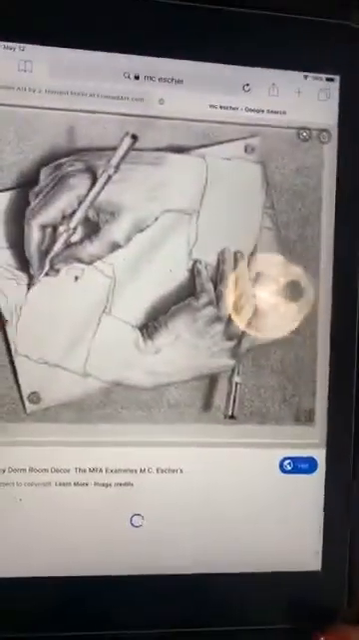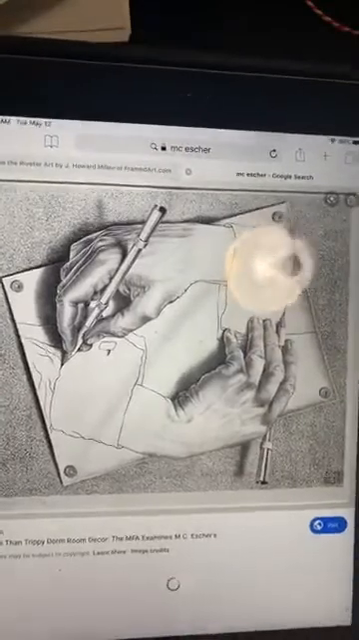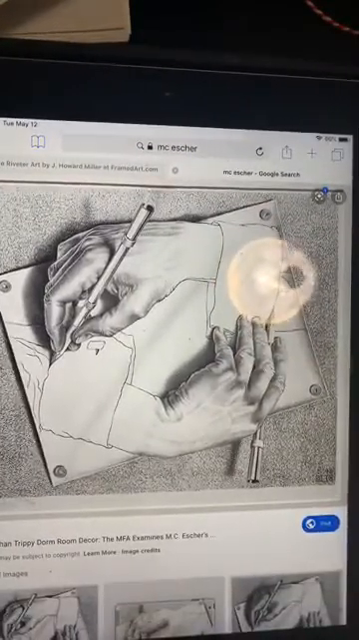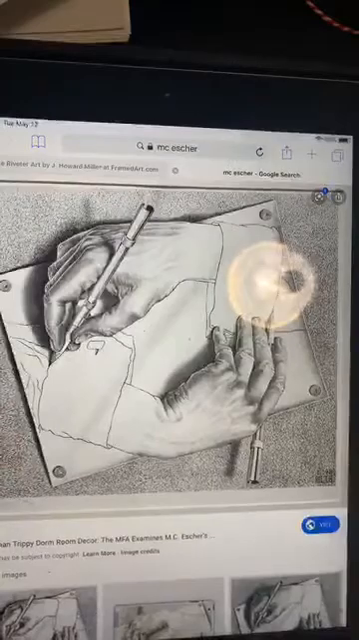And he loved playing with things like hands, drawing hands. I don't know if anyone has seen this. That's a pretty famous one for him. Yeah, a lot of people have seen this one. Usually it's in art rooms. Right. And so he loved the idea of taking something and making it look like something's on top of it.